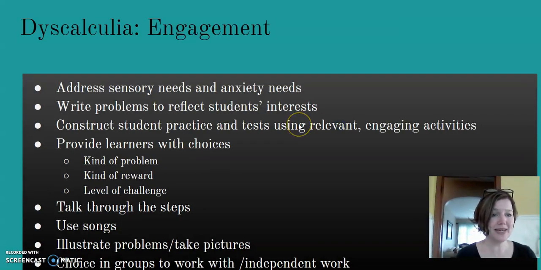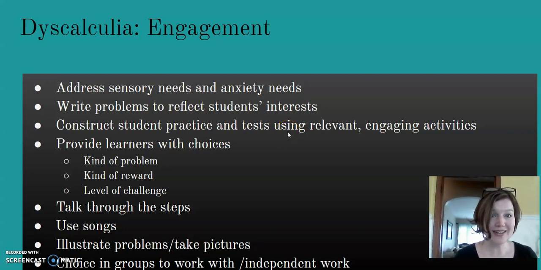And then for engagement, I'm going to have to skip because my time is almost up here, but I think the key here is to write story problems and word problems that speak to the students' interests. Give them choices, like maybe 3 different problems of different levels of challenge that all meet the goal. Use songs for your talkers. Talk through the process and let them kind of express themselves as they work.